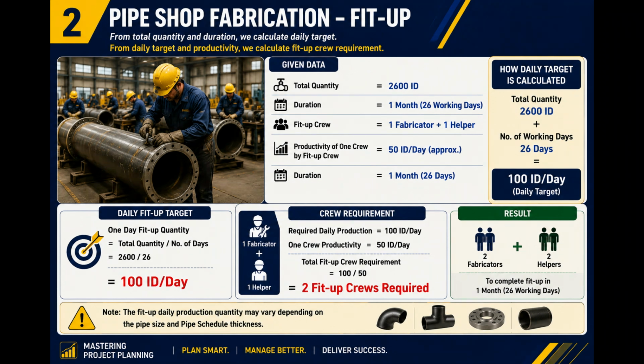That is two fabricators and two helpers. This fit up daily production quantity will vary depending on the pipe size. So if you're going for a smaller pipe size, then this may come down.